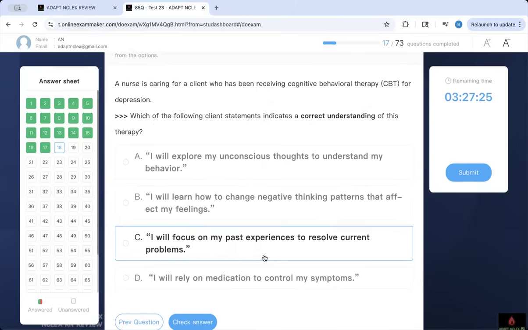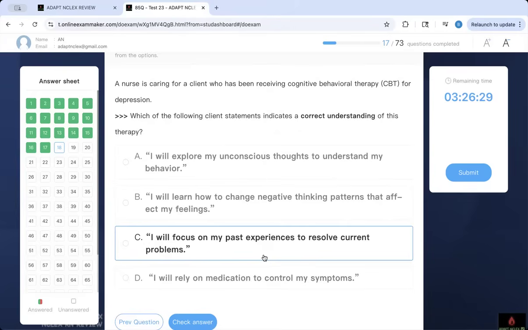And next is caring for a client who has been receiving what? Cognitive behavioral therapy for depression, CBT. Cognitive behavioral therapy. I'm emphasizing it again. That's what you can use to answer the question. Which of the following client statements indicate a correct understanding of the therapy? I will exploit my unconscious thought to understand my behavior. I will learn how to change my negative thinking pattern that affects my feeling. I will focus on my past experience to resolve current problems. I will rely on medication to control my symptoms. Go to cognitive behavioral therapy. Mental health concepts are not that difficult if you know strategy. The strategy is the name of the condition or the concept they give you. Cognitive behavioral therapy. Pause the video, pick your answer. You pick your answer?